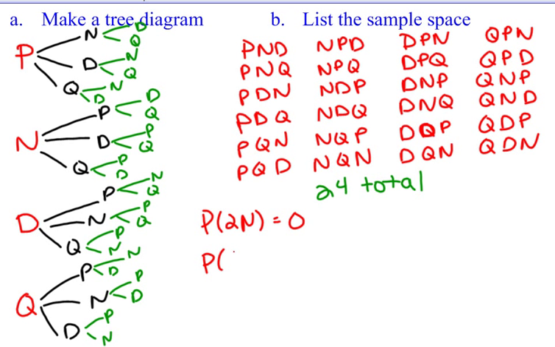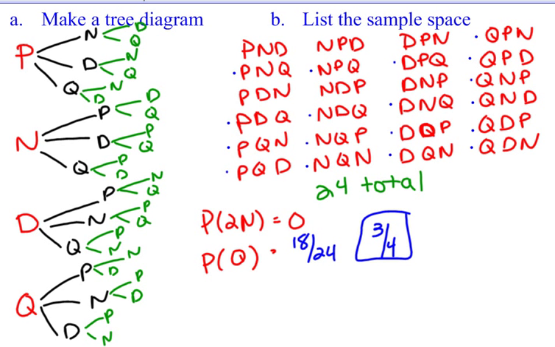Then we'll do the probability that a quarter is chosen. So when I go through and look at all the ones that have Q's in them, I've got 1, 2, 3, 4, 5, 6, 7, 8, 9, 10, 11, 12, 13, 14, 15, 16, 17, 18. So there's 18 out of 24, or 3/4.